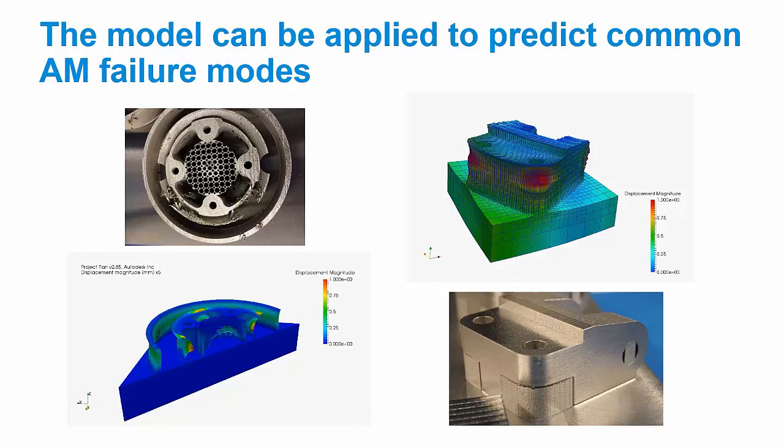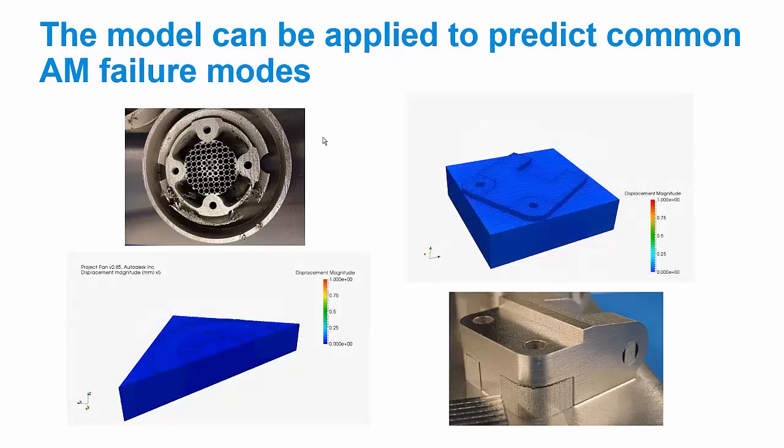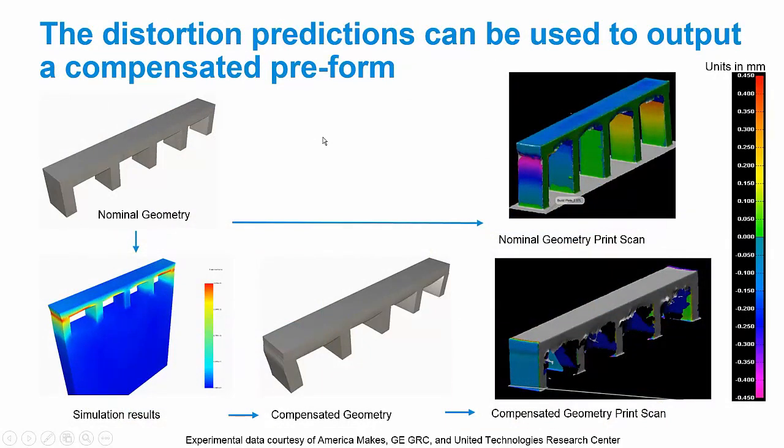Another useful output from NetFab simulation is compensated preforms. So the idea behind distortion compensation is that if I have this preform, and this is what I want to come out of my machine, that's probably not what you want to feed into the machine to get this result, because when I feed this into the machine, the simulation can tell me that I'm actually going to get some pretty severe distortion. So now we can use those distortion predictions to actually change this preform. We're going to offset it in a way that once it distorts, you'll actually get the shape that you want.